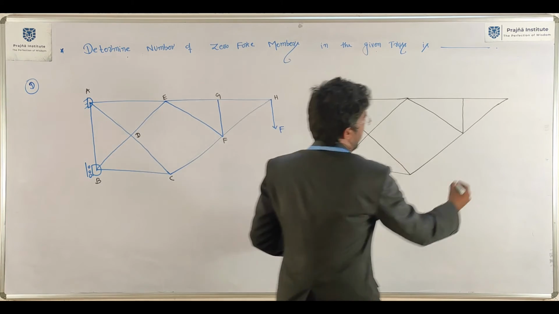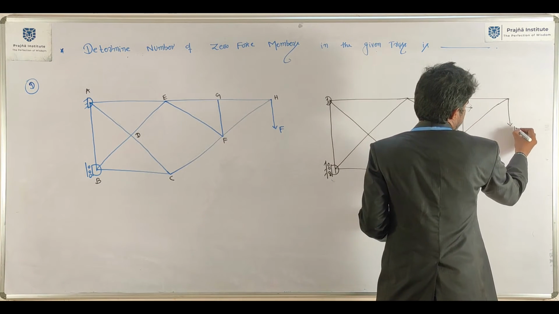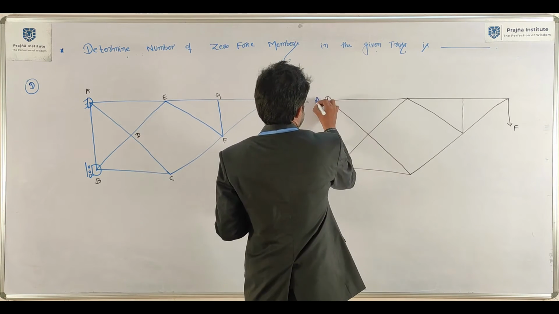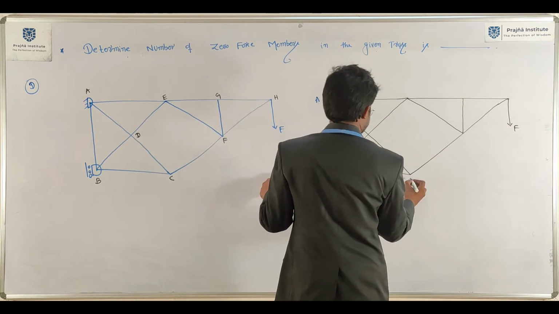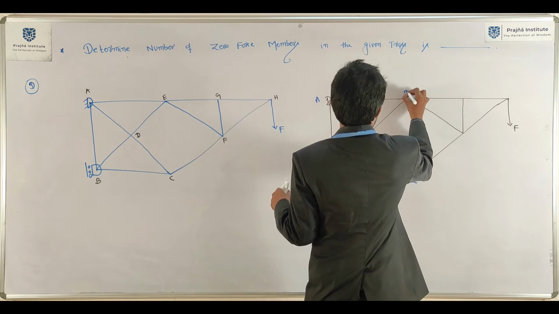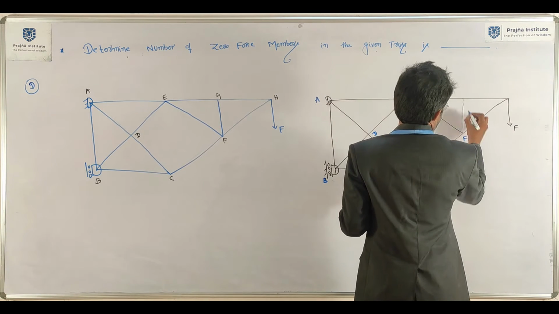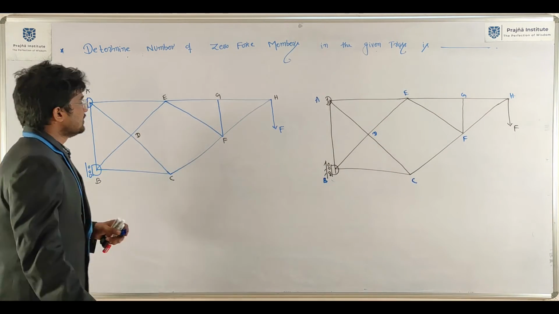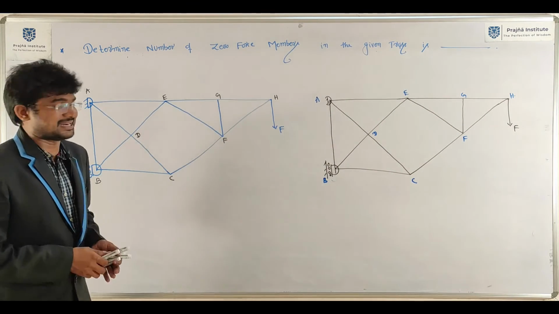Okay, the load acting at this point is F. Now give the joints the names A, B, C, D, E, F, G, H. Now, how to determine the number of zero force members in the given truss?